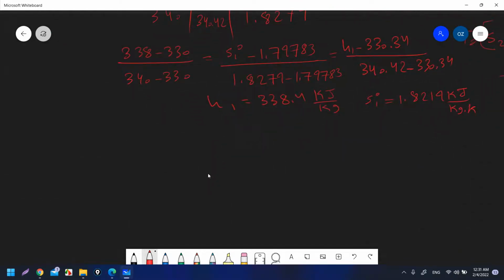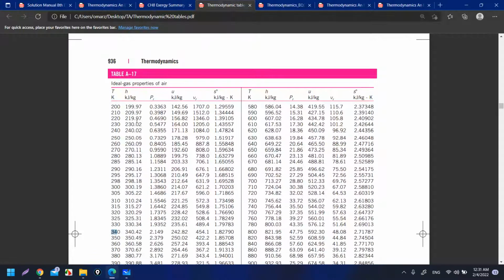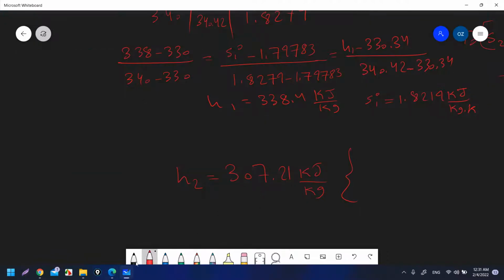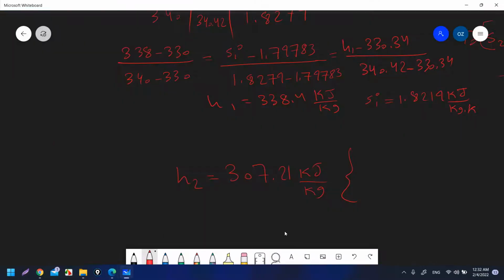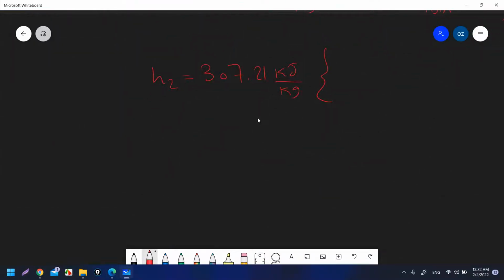So from H2, 307.21 kilojoule per kilogram, I have to go to the table. 307.21 is between 305.22 and 310.24. Then I want to get the temperature between 305 and 310, and S naught between these two numbers. Okay, so also I need to make interpolation.